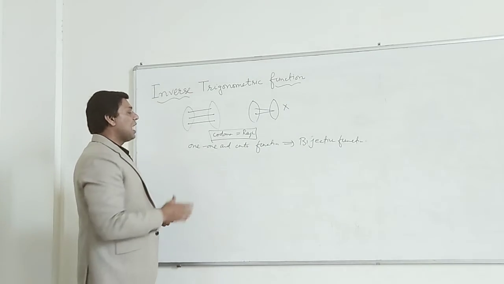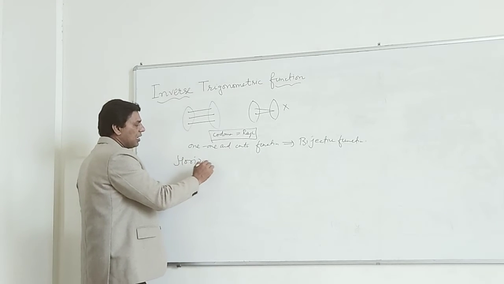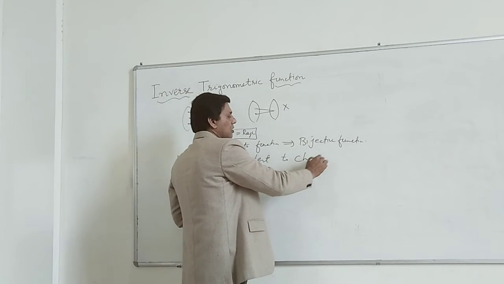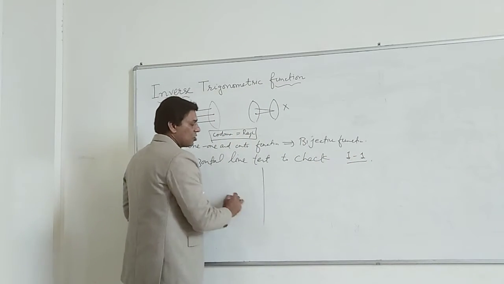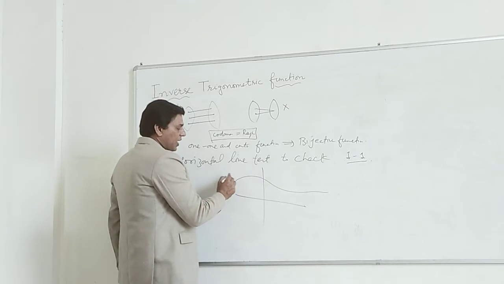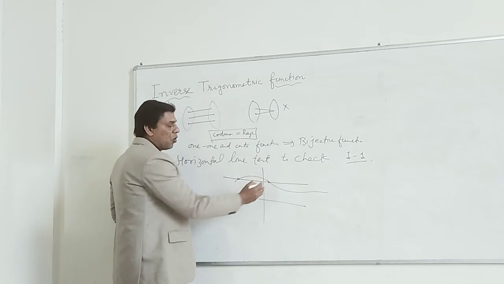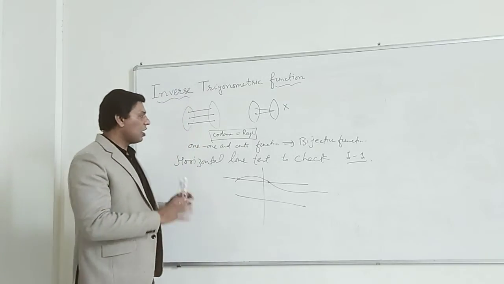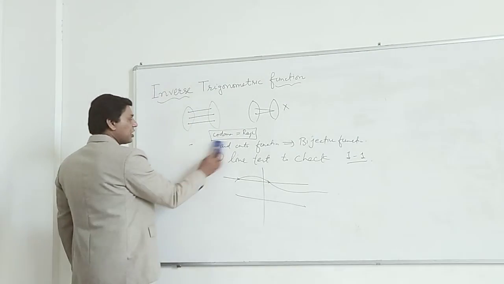And you know there is a horizontal line test to check whether a function is 1-1. What is this test? Suppose I have a graph of any function and I draw a horizontal line. If the horizontal line intersects the curve at more than 1 point, then this function will not be 1-1. This is called the horizontal line test. So this was the introduction of function and inverse function.